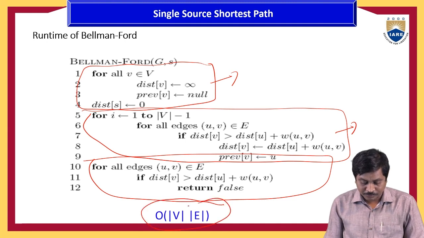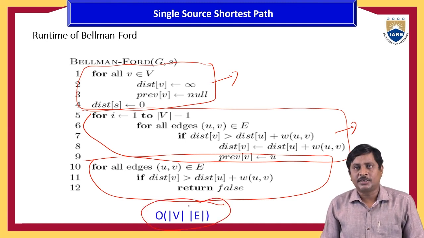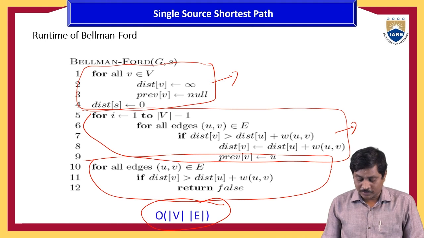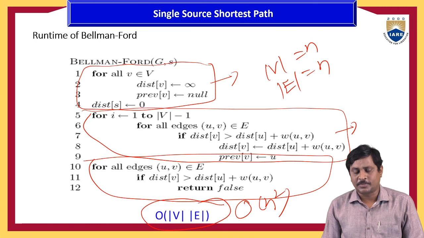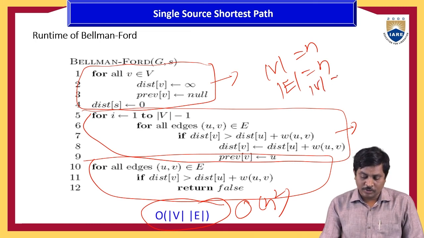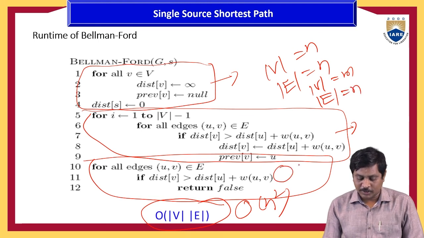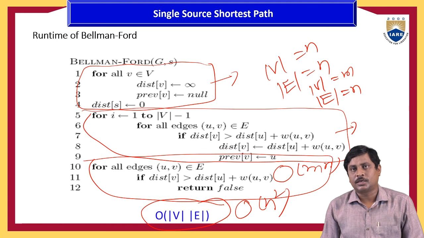So this is the time complexity of the single source shortest path algorithm. The time complexity is big O of |V| times |E|. If |V| value is n and |E| value is also n, in that case, big O of n square is the time complexity of single source shortest path. Here, big O of |E| equal to m, big O of |V| equal to n. In that case, the time complexity of the single source shortest path is big O of mn.